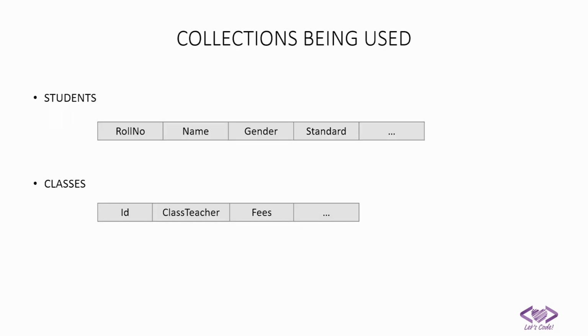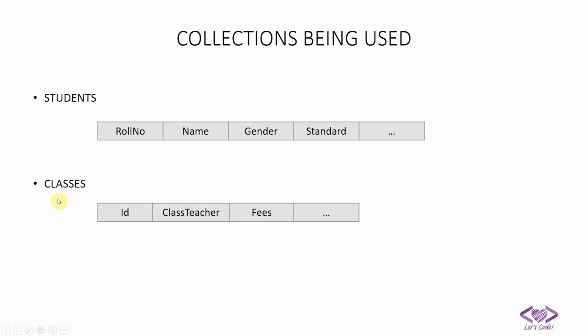We are using two collections in this demo. One will be students, one will be classes or standard. If we are using one particular class, then we are naming it as standard because class is a reserved keyword. We can have different properties in the student class, like roll number, name, gender, standard, etc. And in the class we can have ID, class teacher, fees, etc.